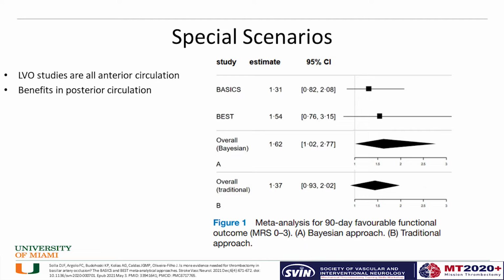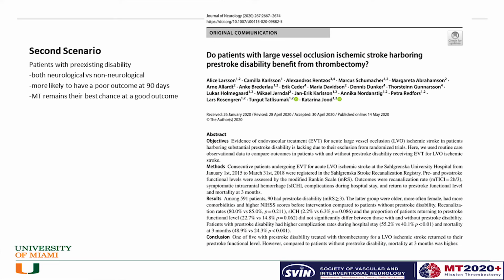However, when we put them together and do a meta-analysis and look at the overall function, we do see a signal of benefit with an odds ratio of 1.62, confidence interval 1.2 to 2.7. So we think that these patients with basilar clots and basilar strokes would benefit more from mechanical thrombectomy, but this is a tough disease, and so it's a special case scenario.